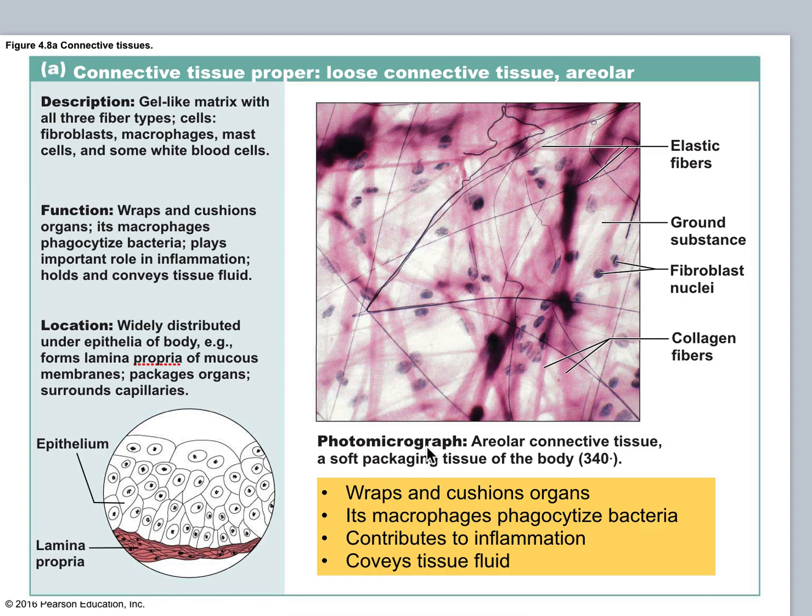The first one we're going to look at is areolar tissue. And you see by the microscopic view of this, there are spaces between the cells. Notice the cells are not tightly packed together. There are spaces between the cells that you can easily see. So this is a loose connective tissue.